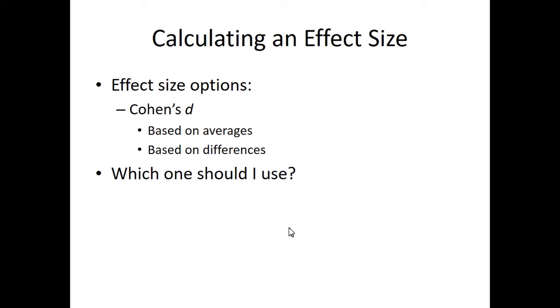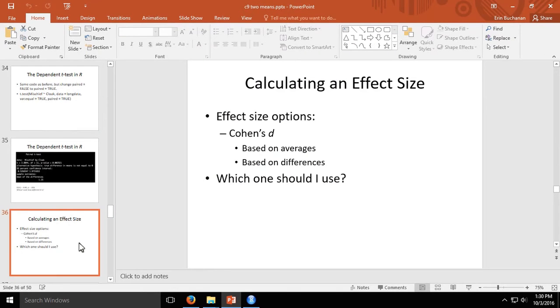Which one's easier to run in R? D av, practically. Which one do I think people should report? Given some research, I would say D averages. If you ask me which one is traditional, which you're more likely to see in a paper, it's going to be D diff. So there's a lot of push-pull there. I'd probably suggest going with D averages, but I'm going to show you how to do both.